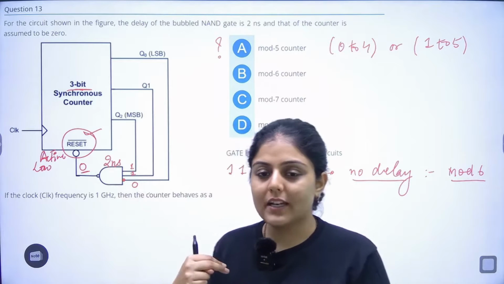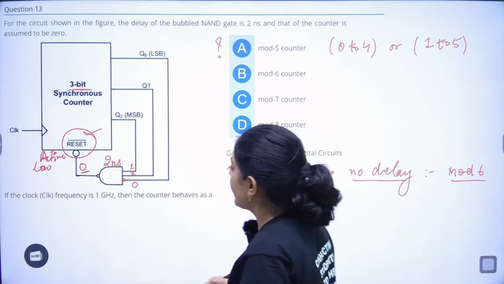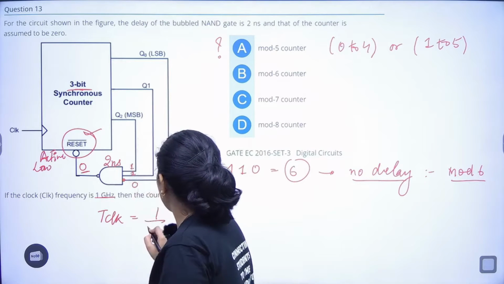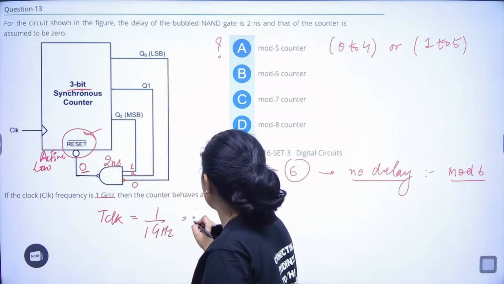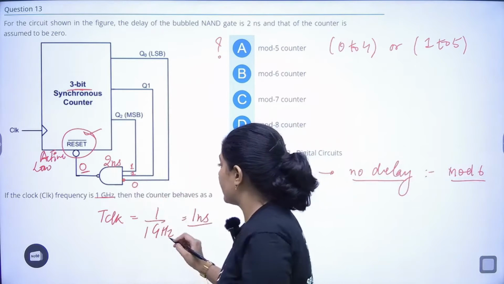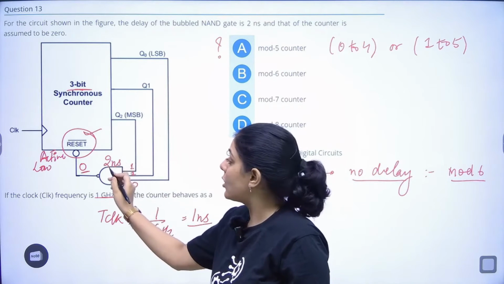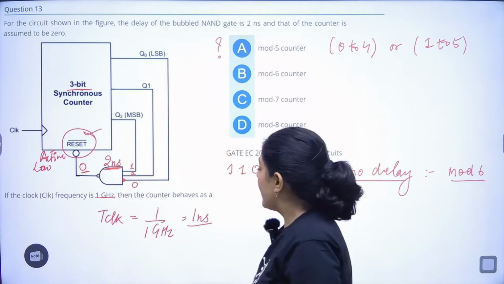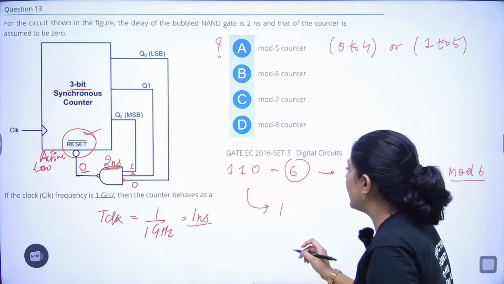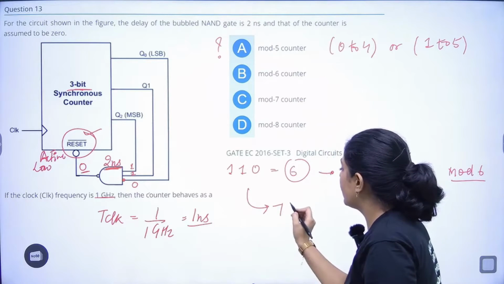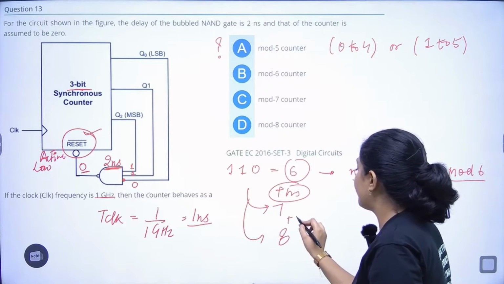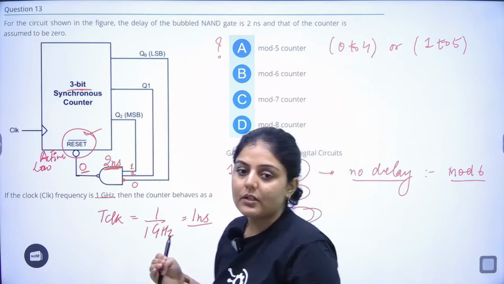But no, here a 2-nanosecond propagation delay is there. Now what is this? T clock will be equal to 1 by 1 gigahertz, which equals 1 nanosecond. So it will need 2 more clock cycles, because it will be giving output after 2 nanoseconds, right? So 2 more clock cycles means it will count again. It will count 7, and after plus 1 nanosecond it will count 8. So it will count up to 8.